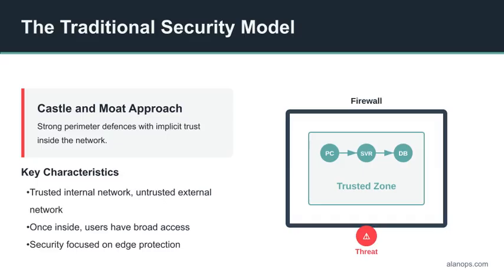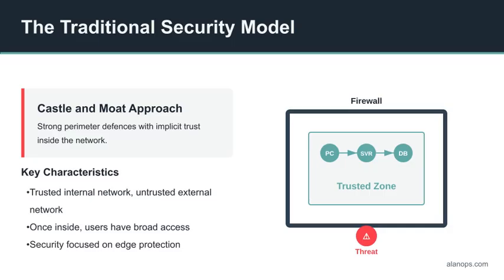For decades, we've relied on what I call the castle and moat approach to security. You can see it here in this diagram. The idea was simple: build a strong perimeter firewall, and once you're inside, you're trusted. Everything outside is dangerous. Everything inside is safe. This worked reasonably well when everyone worked in offices, when applications lived in on-premise data centers, and when we could clearly define what inside meant.